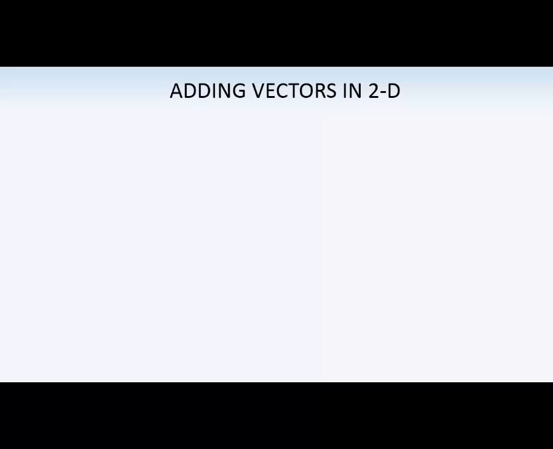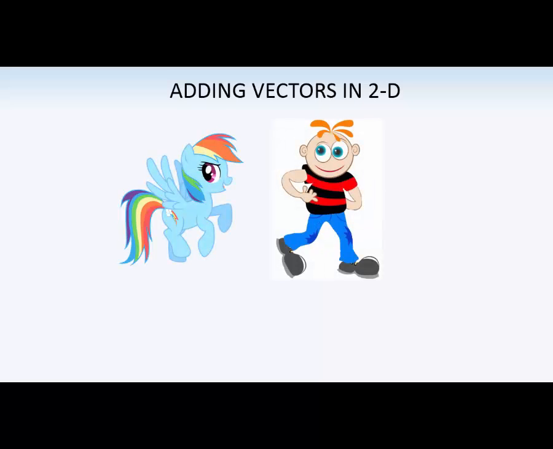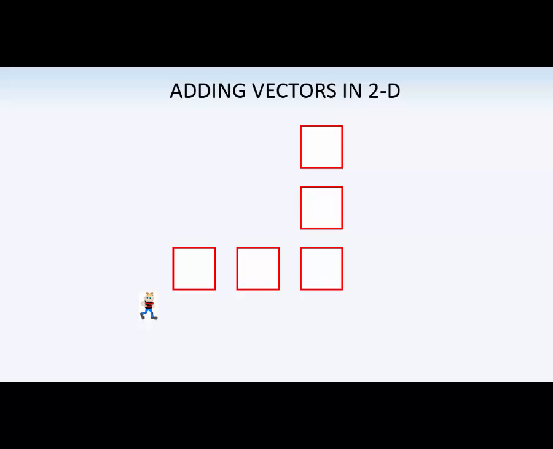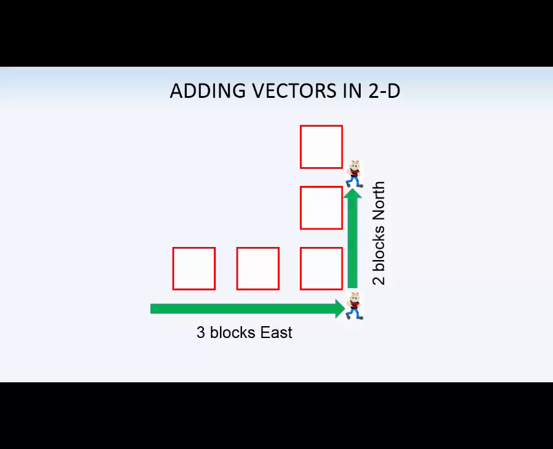Adding vectors in two dimensions is a little more difficult and involves a little bit more math. To give an example of how to add vectors in two dimensions, I'm going to use two volunteers, Bob and Rainbow Dash. Here we have Bob getting ready to walk down a city street. First, Bob is going to walk 3 blocks to the east, and then he's going to walk 2 blocks to the north. If we were to draw the horizontal and vertical vectors, it would look like this.